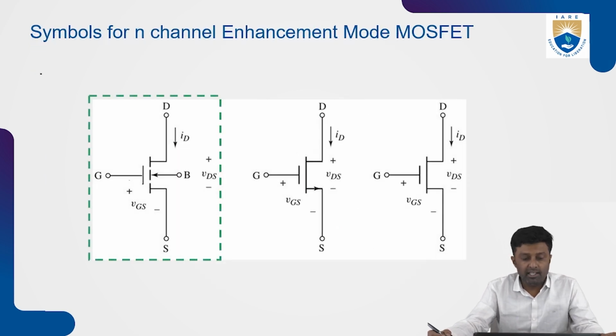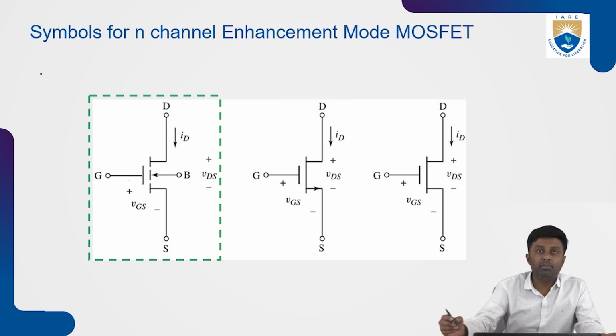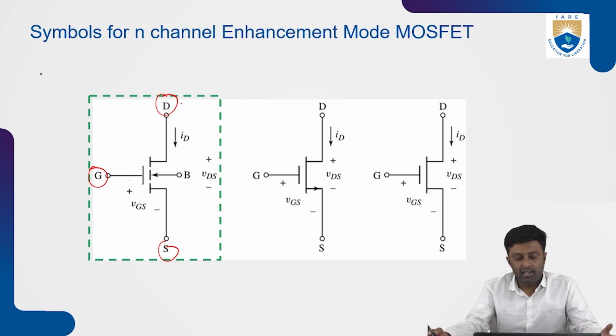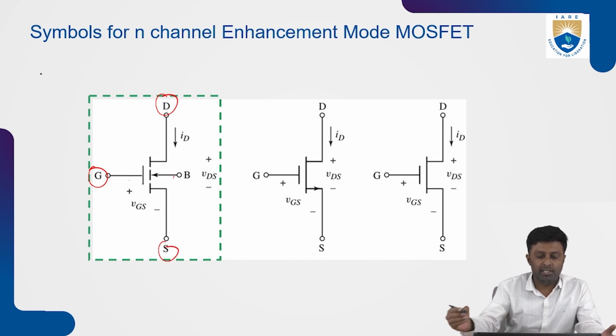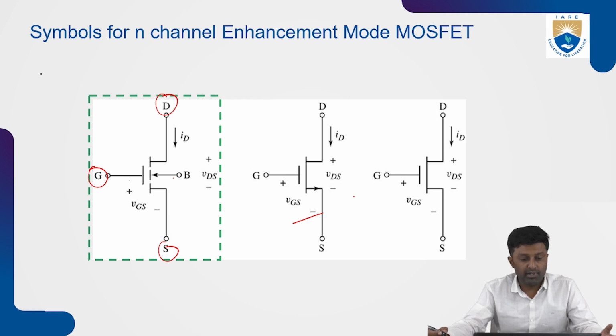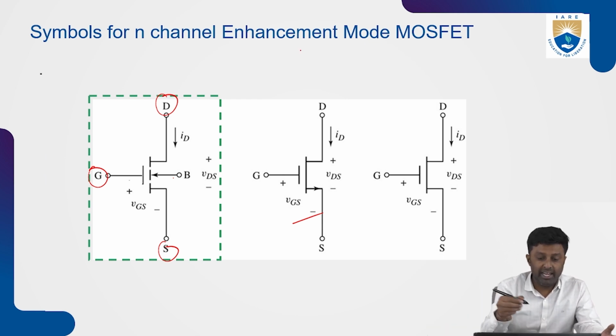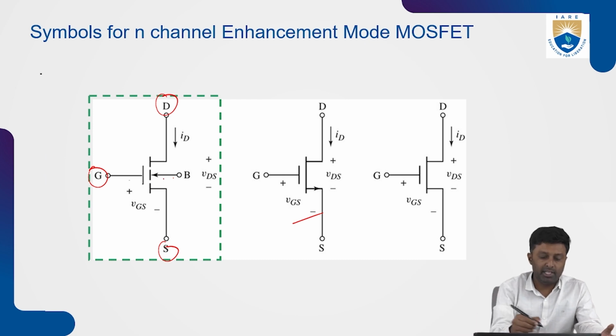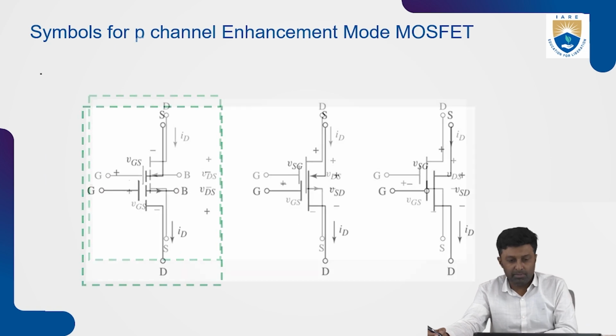Now we'll see the symbol of the transistor. As you can see, mainly there will be 3 terminals: source, gate, and the drain, and this is the substrate. This is the N type MOSFET, and this one is the P type MOSFET. This is an enhancement type MOSFET structure. As you can see, there is no channel shown here. This is the N channel enhancement type transistor.